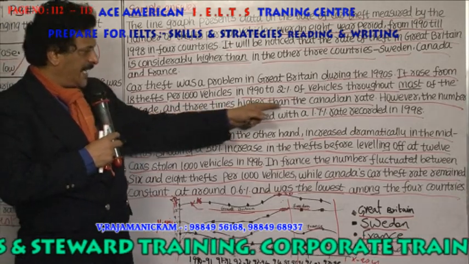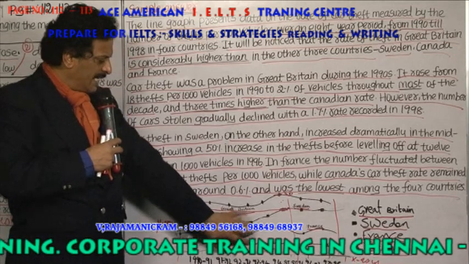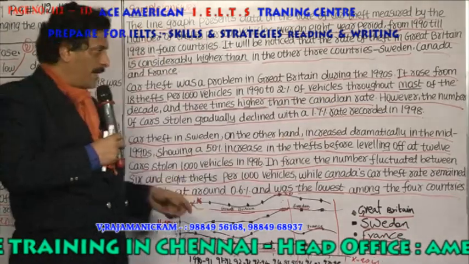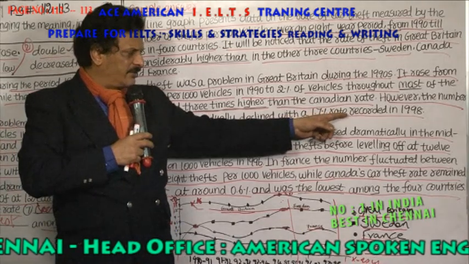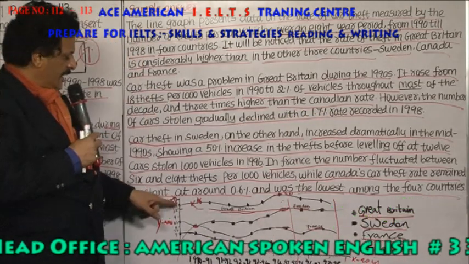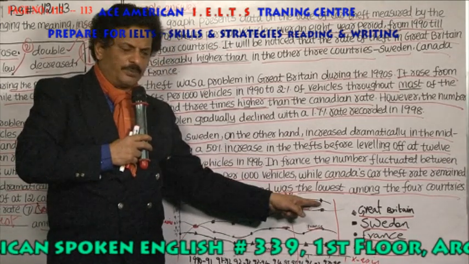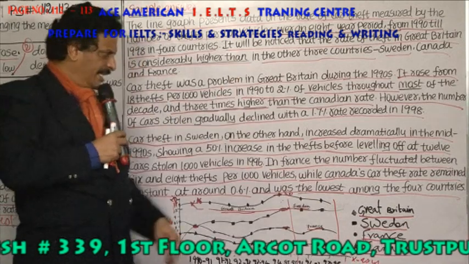And 3 times higher than the Canadian rate. இந்த கனடா நாட்டை விட 3 மடங்கு அதிகமாக கார் திருட்டு நடைபெற்றது. However, எப்படி எனினும், the number of cars stolen gradually declined with this 1.7 rate recorded in 1998. இங்கே ஒப்பிடும் பொழுது 98ல கார்களுடைய திருட்டு சதவீதம் 1.7% குறைந்தது.